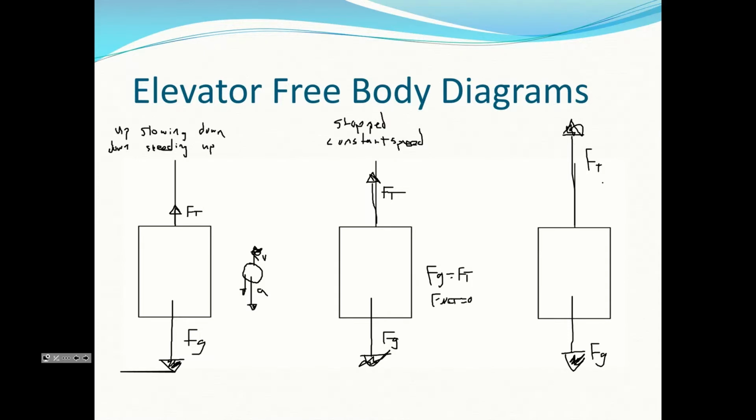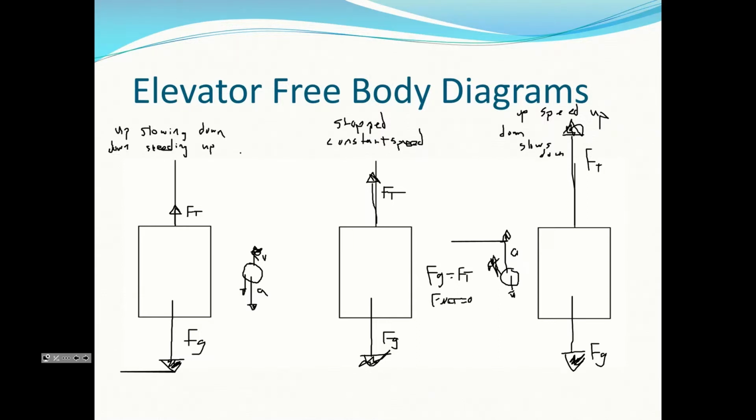The other scenario is when Ft is bigger. If I draw a little vector diagram here, if Ft is bigger than Fg, that means our net force is up, which means our acceleration is up. So if my elevator is moving up with its acceleration up, it's speeding up. And if my velocity vector arrow is down, and they're in opposite directions, if it's moving down, and this is my free body diagram, that means that it slows down.